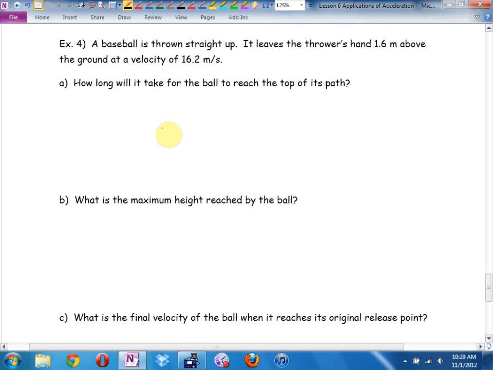How long will it take for the ball to reach the top of its path? What's it asking me to find in part A?